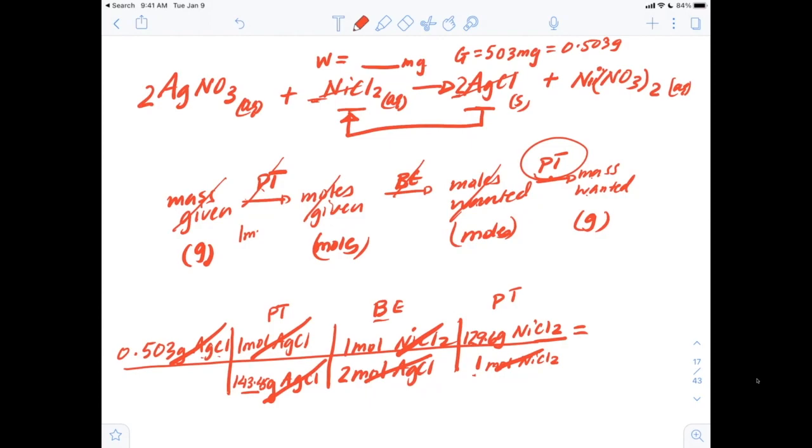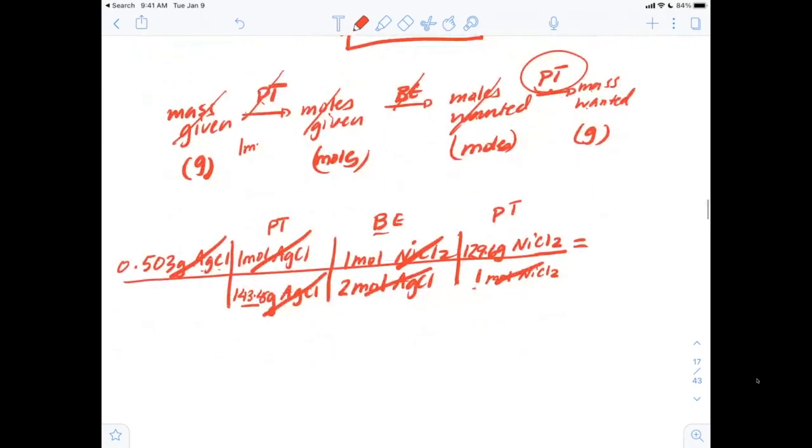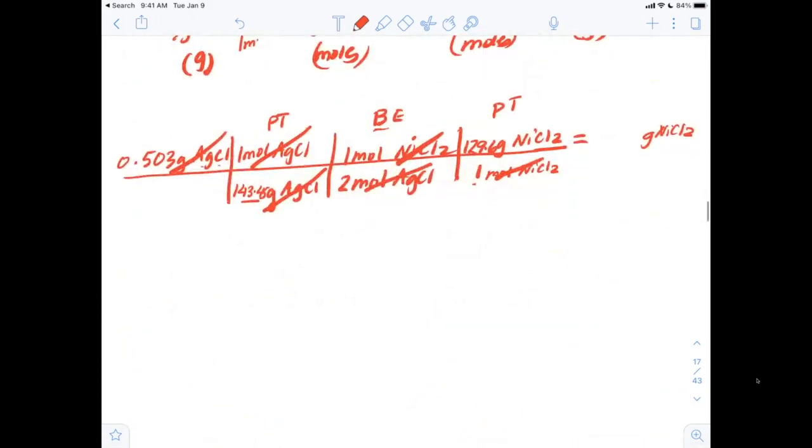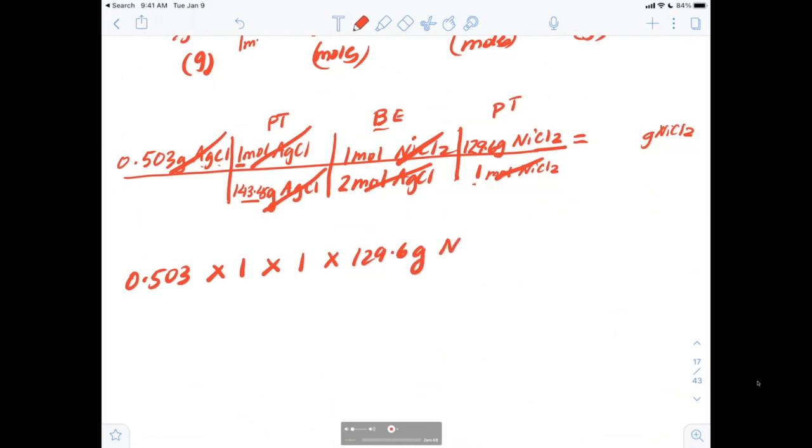0.503 times. Oh, I forget this. To keep this simple and keep it clean, I'm going to write, remember your answer here will be in grams of nickel 2 chloride, right? That's what we're looking for. But they want it in milligrams. Don't worry about that. Let me write the numbers down. 0.503 times, this is just 1, right? Times, this is just 1, times 129.6 grams of nickel 2 chloride. This explains why that's the answer, right? The unit is in that form. And then divided by 143.45 times 2.